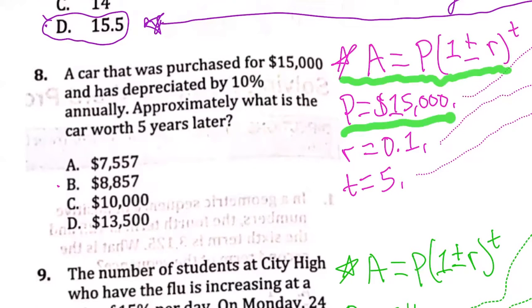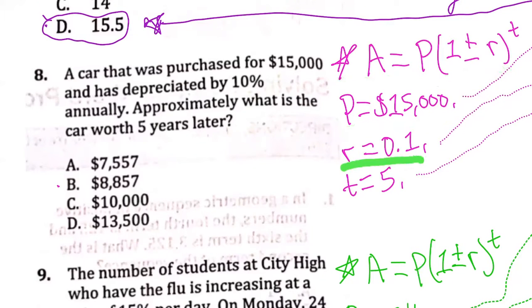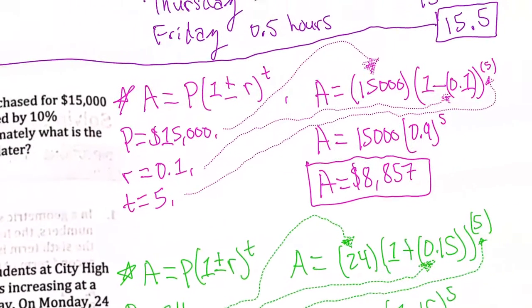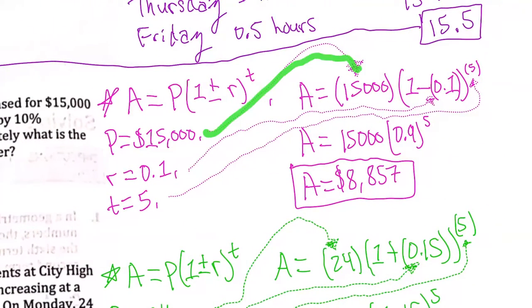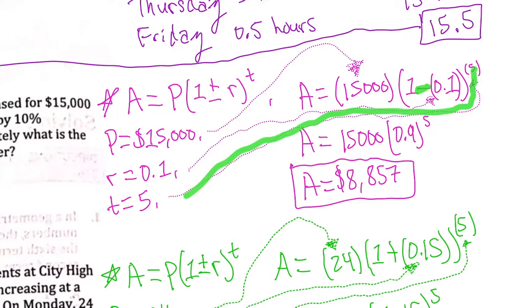Where P is a principal, R is a rate and T is a time. So we just essentially plug it in, right? We just plug into our formula, 15,000. My rate goes here where R is 0.1, and then the time, 5 years. And it's going to be a minus sign. So here it's plus or minus, and this is depreciation, so it's going down. So that's why we pick the minus sign.